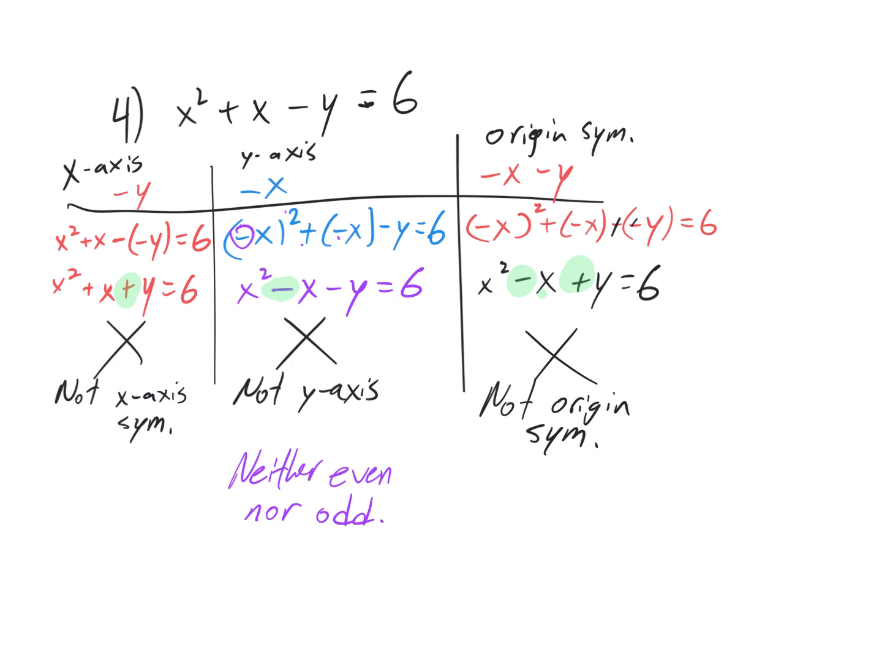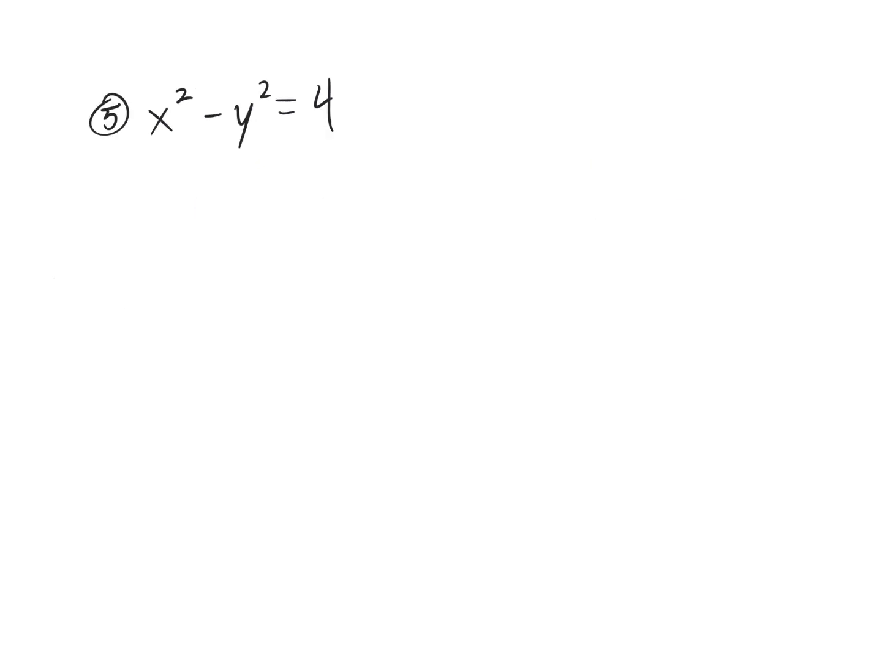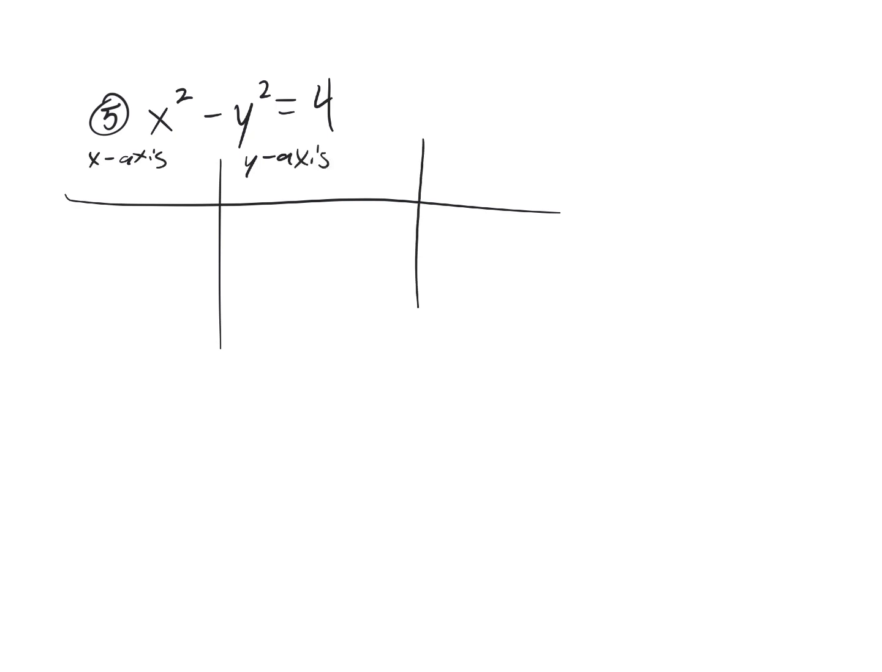Let's check out number 5 as well, and we're going to test it the same way. Okay, so here we are. Let's test out number 5 as well. So number 5 is x squared minus y squared equals 4. And we're going to run our test the same way. So let's make our 3-column test. So first column, let's test our x-axis. Then we can do y-axis. And finally, we'll do our origin test.